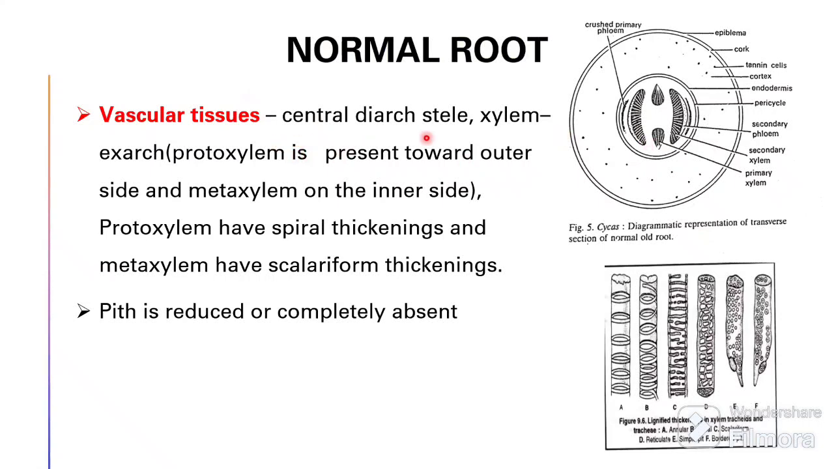Vascular tissues in a normal root are centrally diarch. Diarch means the presence of two xylem strands. As you can see here in the diagram, there are two xylem strands as well as two phloem strands. Here, exarch xylem is present, which means protoxylem is present towards the outer side and metaxylem towards the inner side. Protoxylem and metaxylem also exhibit thickenings, where protoxylem possesses spiral thickening and metaxylem has scalariform thickenings. Pith in a normal root is reduced or completely absent.